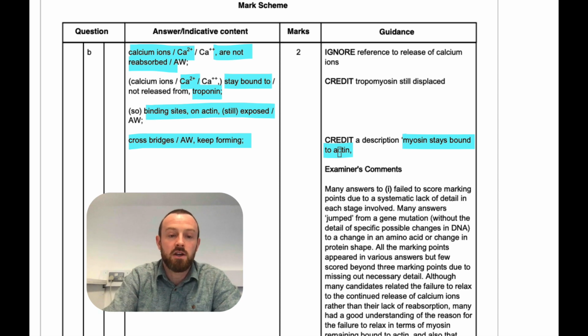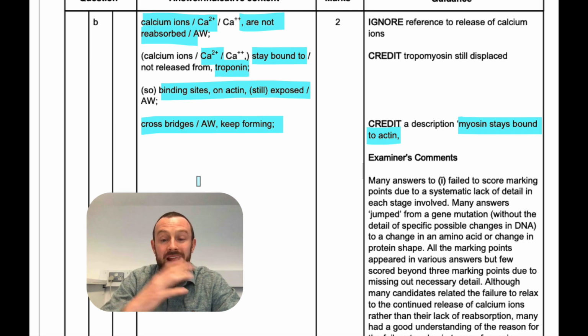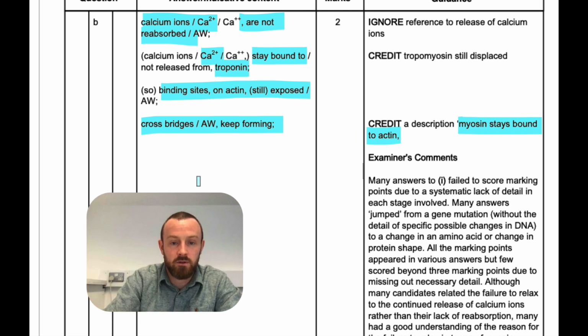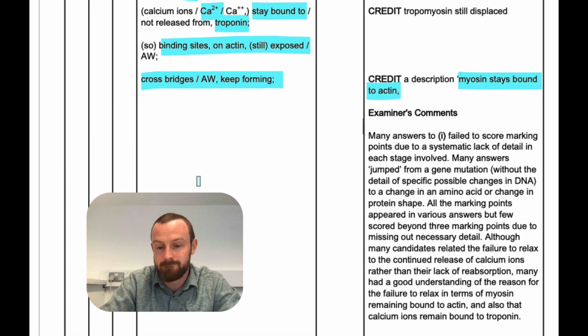Okay, so this is really what you needed to talk about, that specific detail about how calcium regulates the cross-bridge cycle. If you want to have a look at the examiner's comments there, please pause and be my guest.